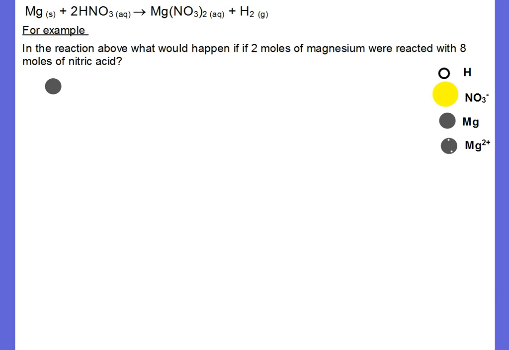Let's have a look. We start off with a magnesium atom, and according to the equation, if we have 1 magnesium atom, we need to react it with 2 nitric acid molecules, so HNO3 are the nitric acid molecules. And what happens is it turns into magnesium nitrate, 1 unit of magnesium nitrate, and 1 hydrogen gas molecule. And you can see there it's all balanced, 2 nitrates, 1 magnesium, 1 magnesium, and 2 hydrogens and 2 hydrogens.